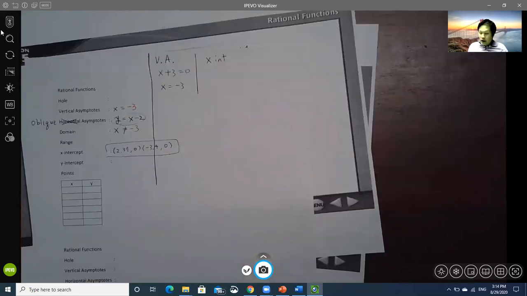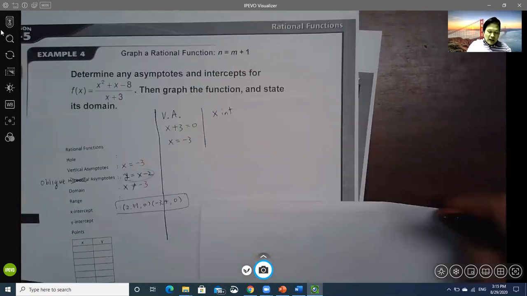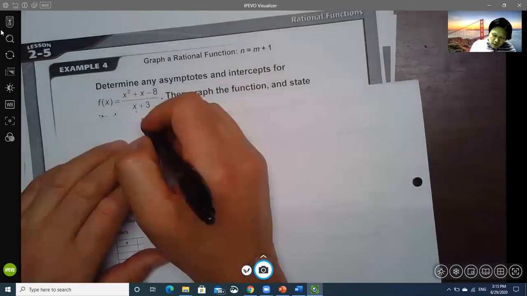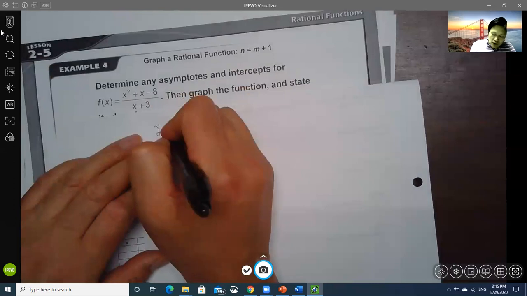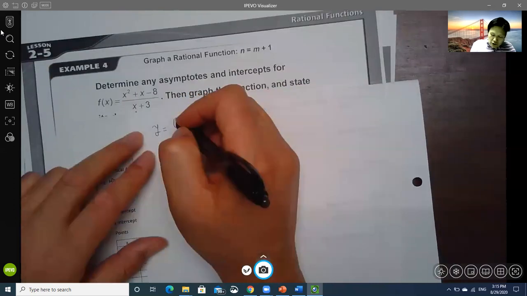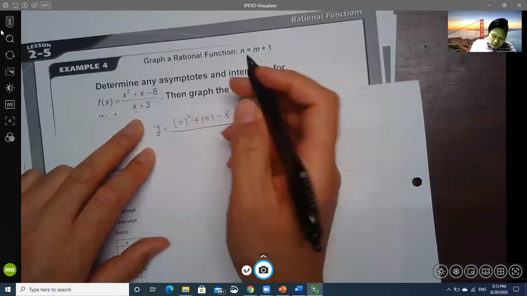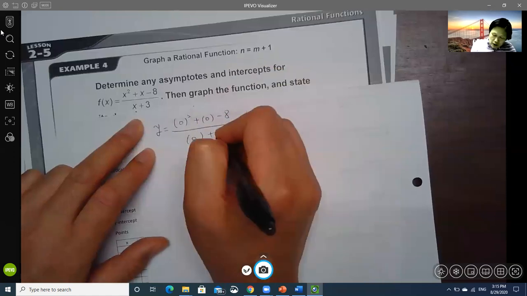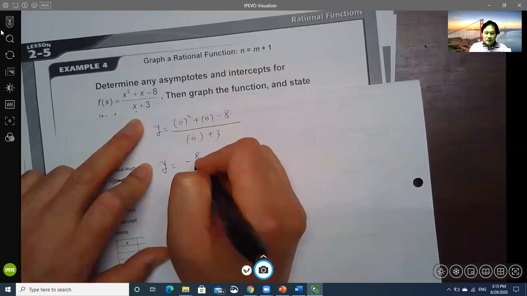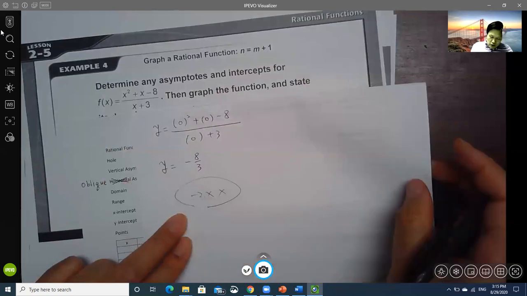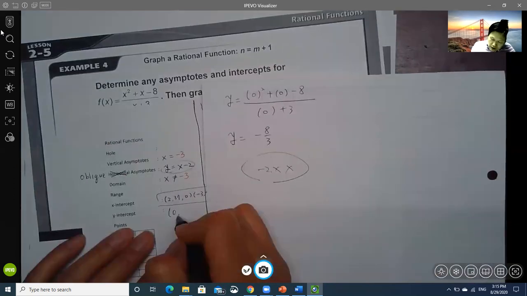Okay, you have to calculate the y-intercept. The y-intercept is what? Plug in x as 0. That's easier to plug into the original equation. So y equal to 0 squared plus 0 minus 8, all over 0 plus 3. You got y equal to minus 8 thirds. That's like minus 2 point some decimal. So the y-intercept is 0, comma minus 8 over 3.